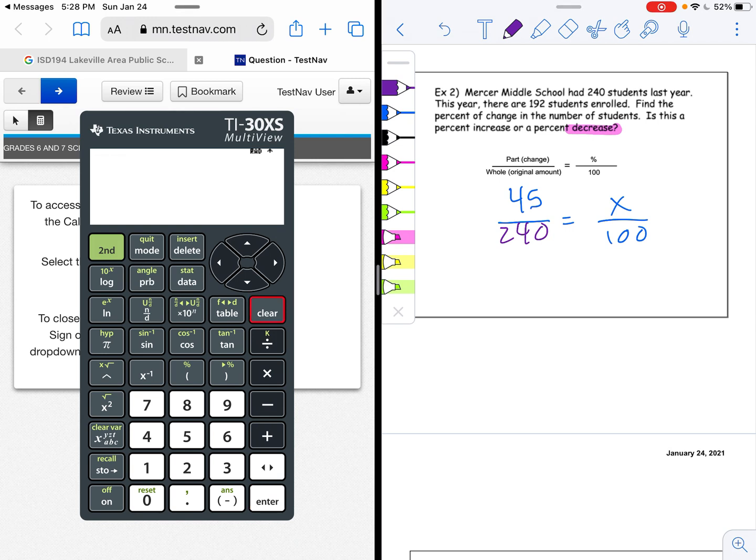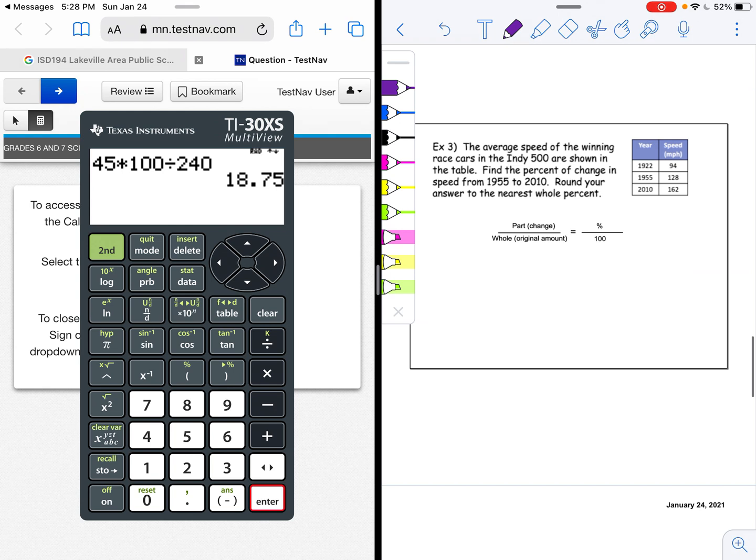So I'm just going to clear out here. 48 times 100 divided by 240, and the percent of change is 18.75%. So it's really important that you're able to distinguish what is the original amount because it's always based off of where we started. So let's look at this one.